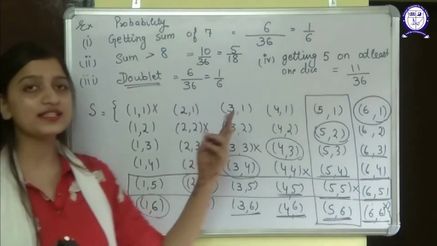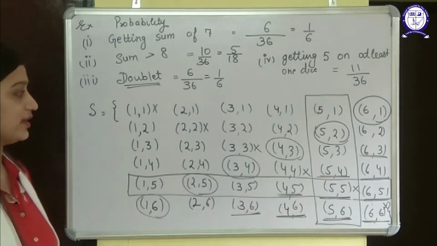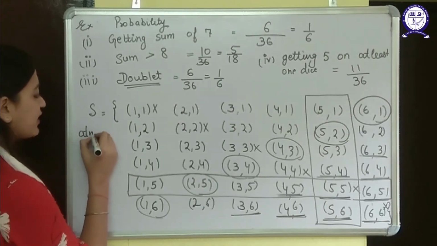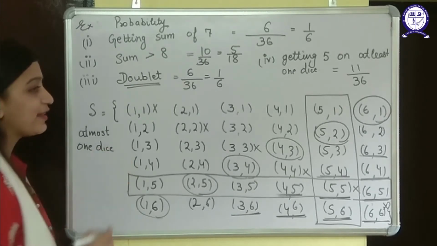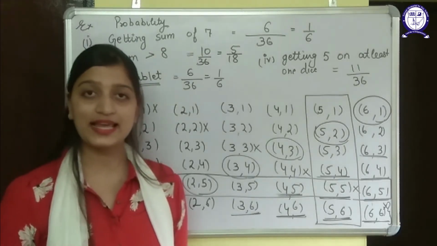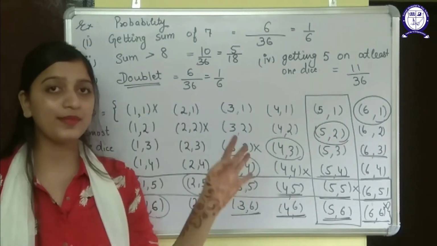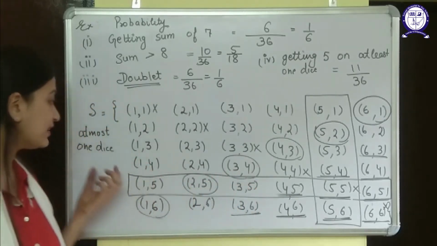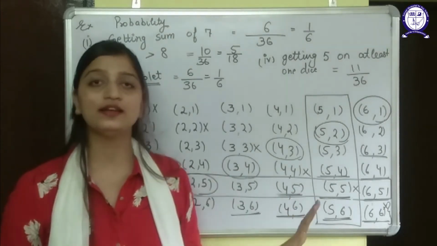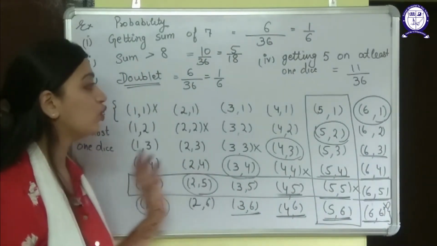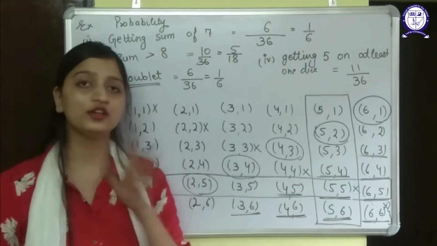Okay. Now suppose in the same question, it has asked for getting 5 on at most one dice. At most means it should be on at most one dice, meaning if it is on fewer than one, that will also work. It says that it should be either on one dice or on no dice.